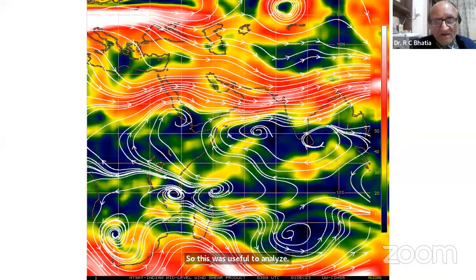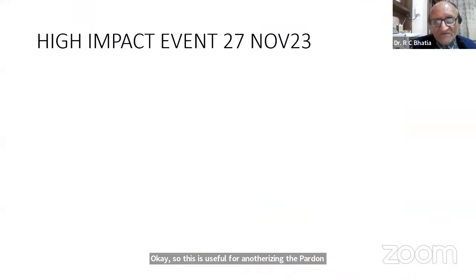And maybe we can pay attention next time and say that it may not form a depression for another one day or so, depending on what the situation is. Okay. So this is useful for analyzing the formation of systems.